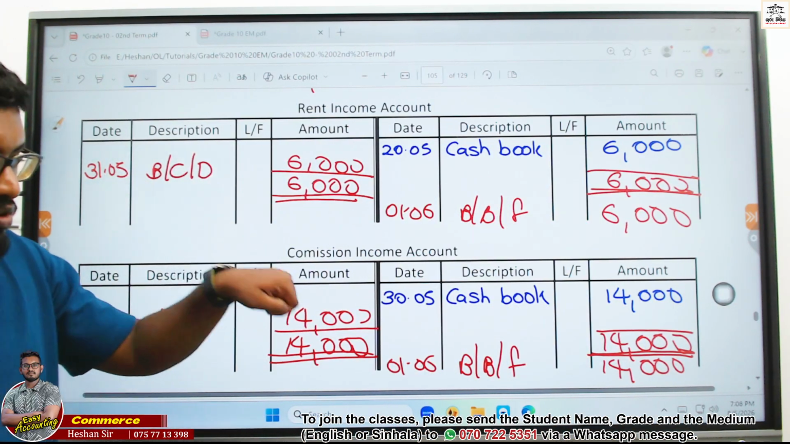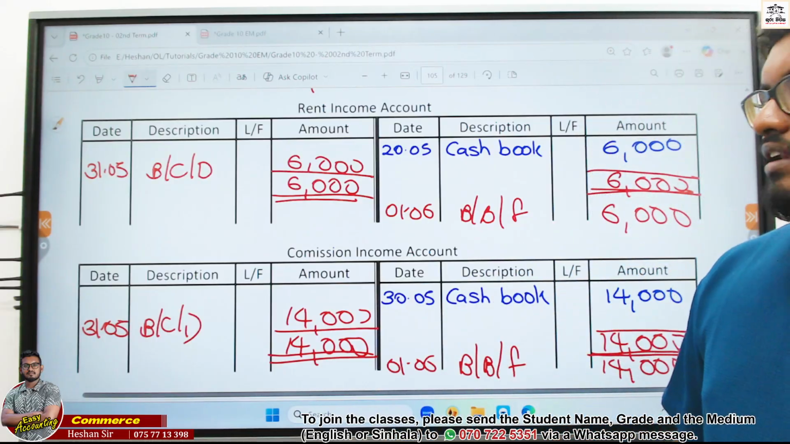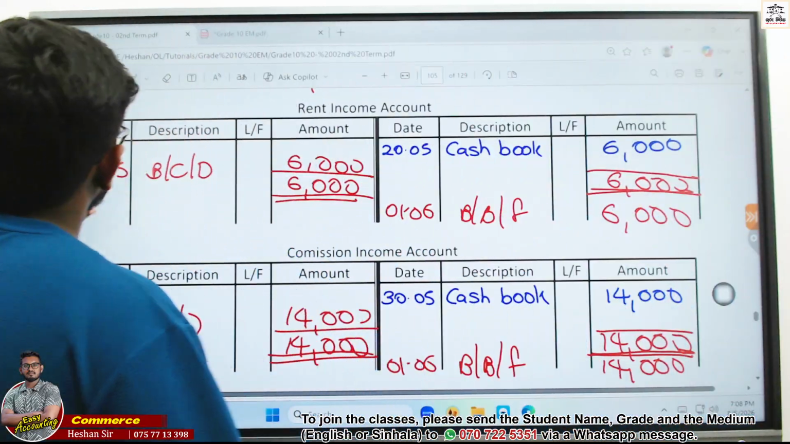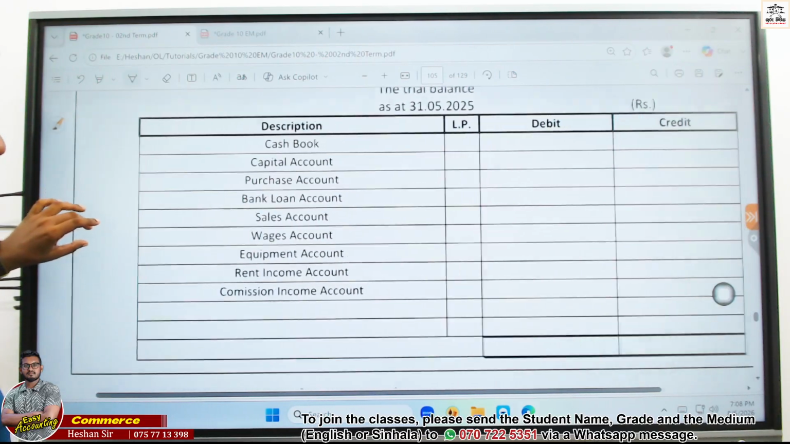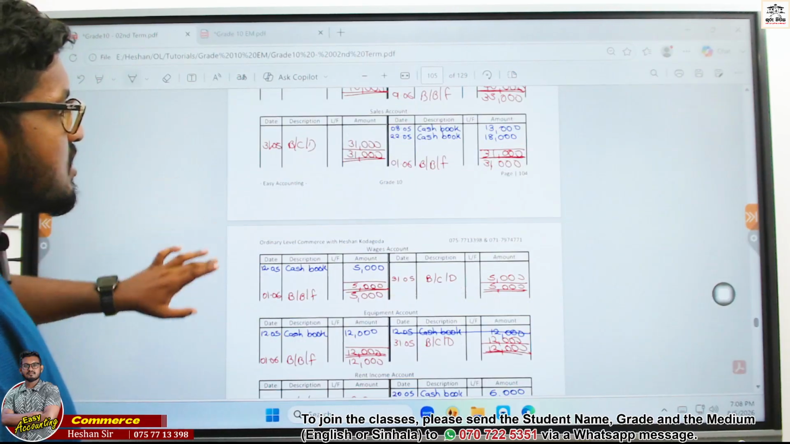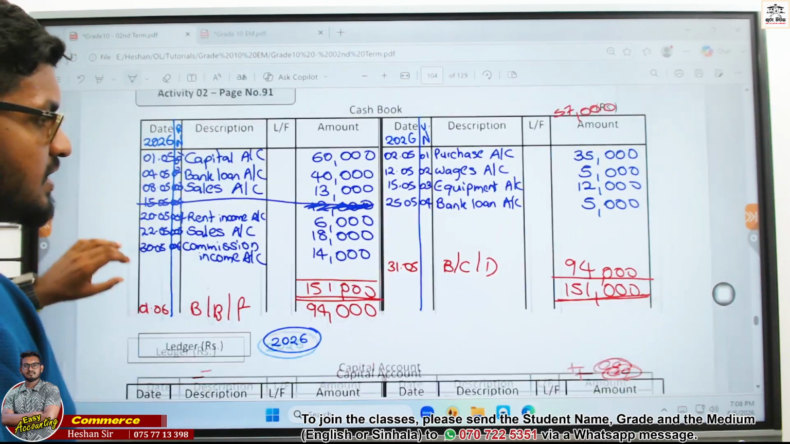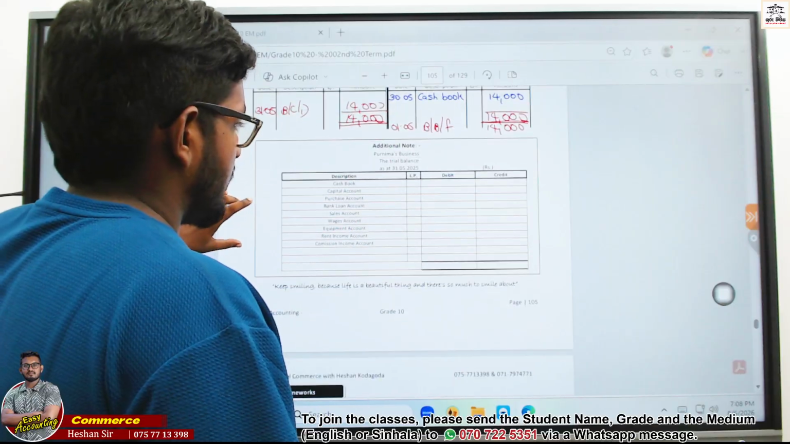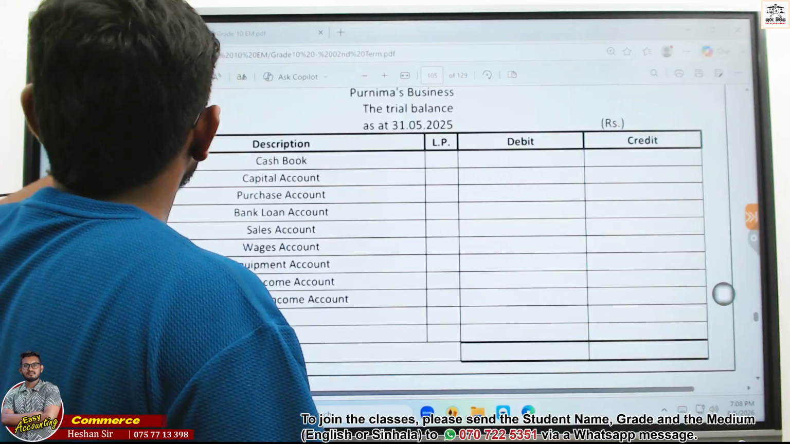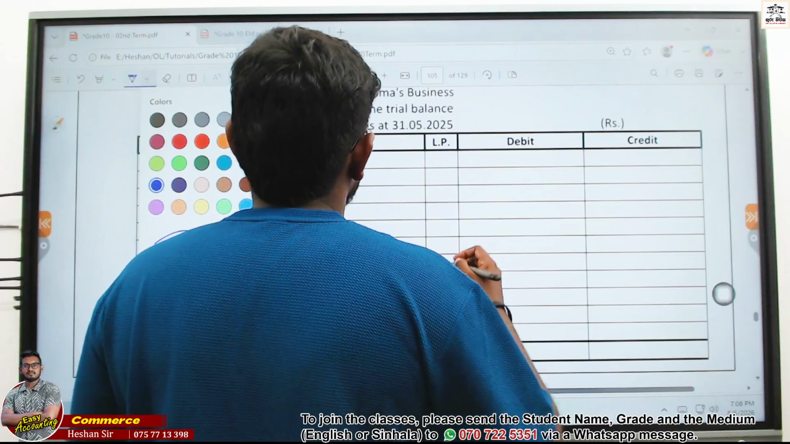Now record those things in the trial balance which I have drawn here, and tell me whether it's balancing or not. Cash book balance, how much? Though it's a primary book, we take it because it's a ledger account as well. 94,000 is the cash book balance.